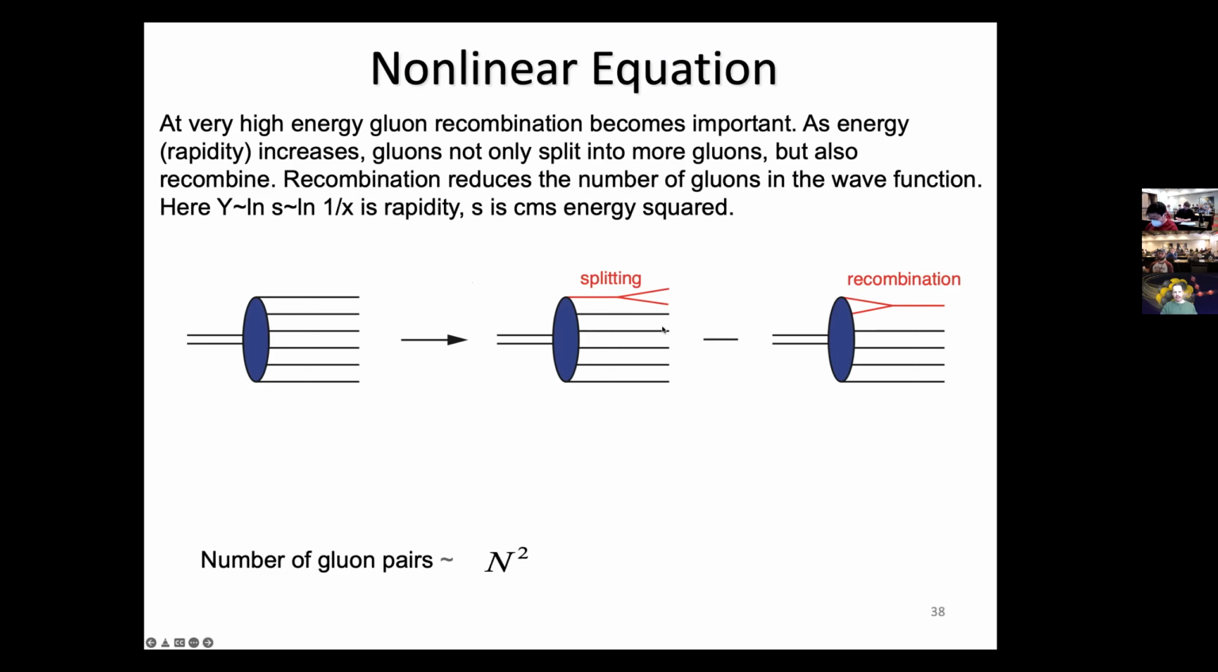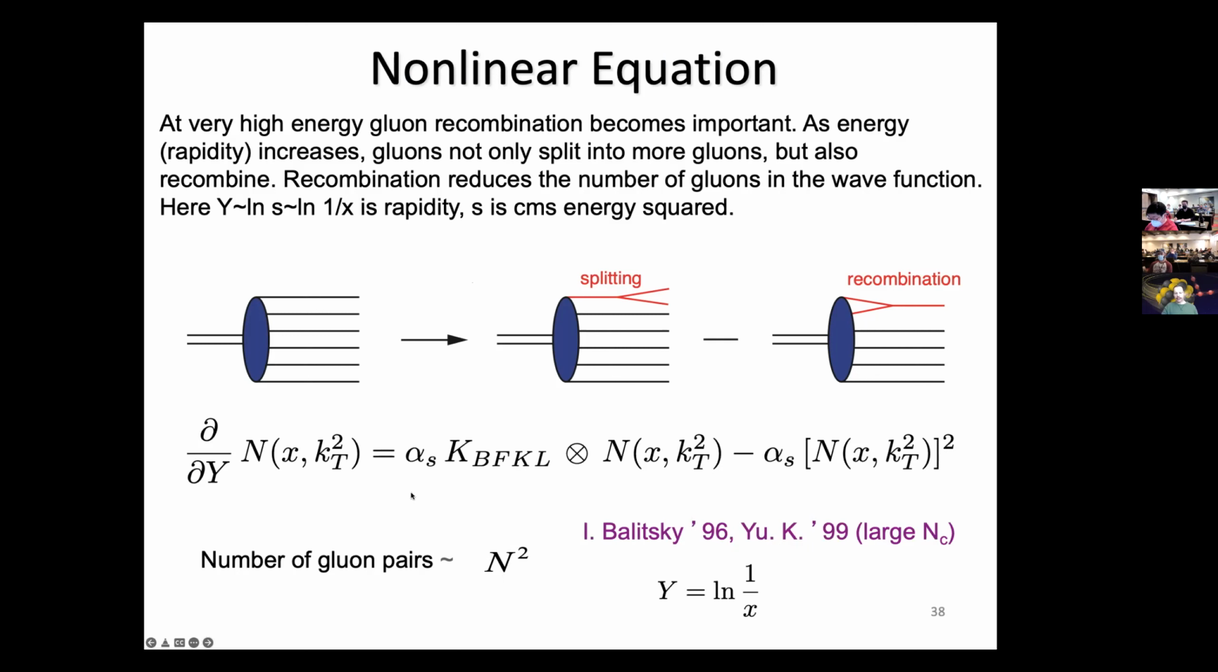And indeed, you can do a simple calculation. Remember, splitting was proportional to the number of gluons existing in the proton. Recombination requires 2 gluons to come together. So recombination should be proportional to the number of pairs, roughly n squared over 2, but we're not counting factors of 2. And so the evolution equation, because of this recombination term, gets modified. The BFKL evolution equation gets modified by this quadratic term proportional to n squared with some coefficient, with some kernel as well. But in some approximation, it can be even written without the kernel acting on it.